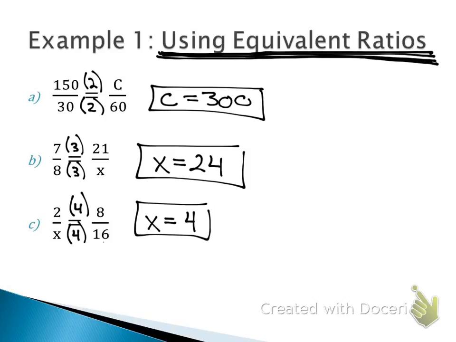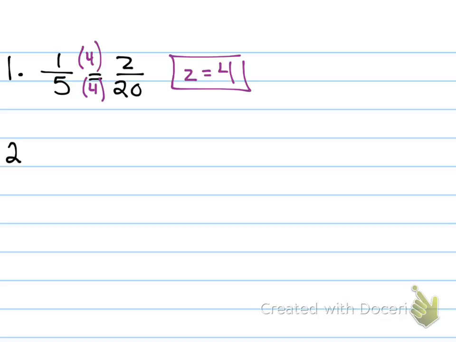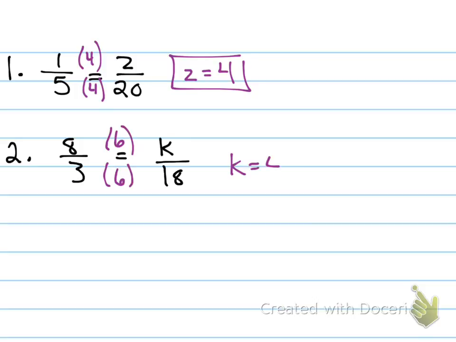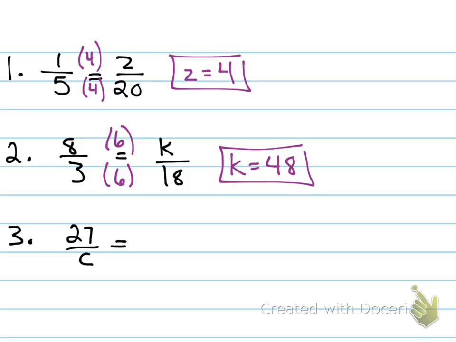Now I want you to turn in your books to page 388. You're going to do numbers 1 through 4. Okay, what's the missing link on number 1? 4. And Z equals 4. Very good. What about number 2? What's the missing link? 6. And what's your answer? 48. Very good. Number 3, missing link? 3. Answer?